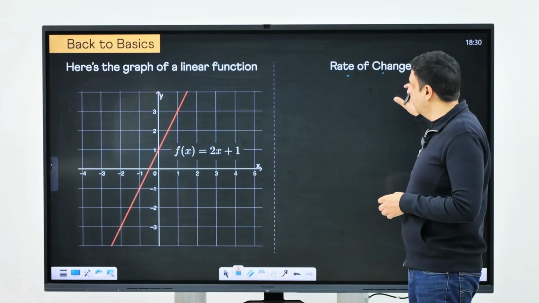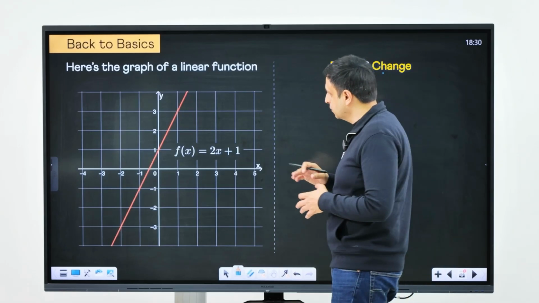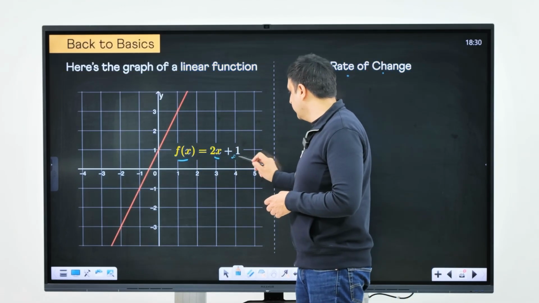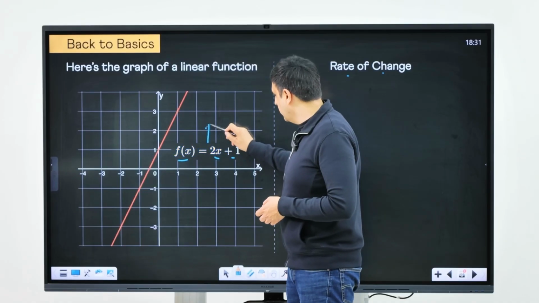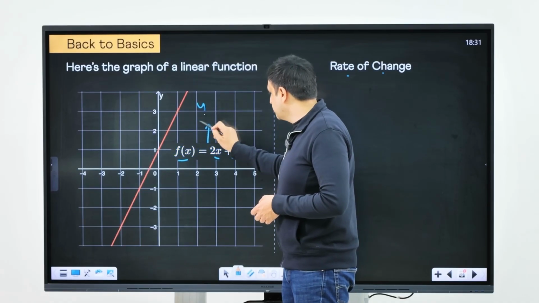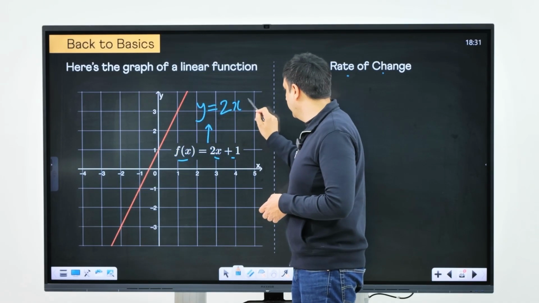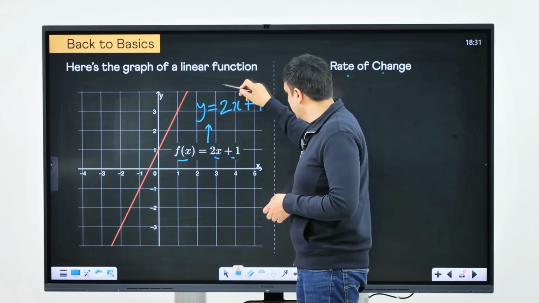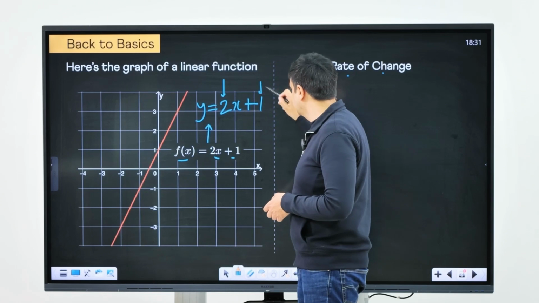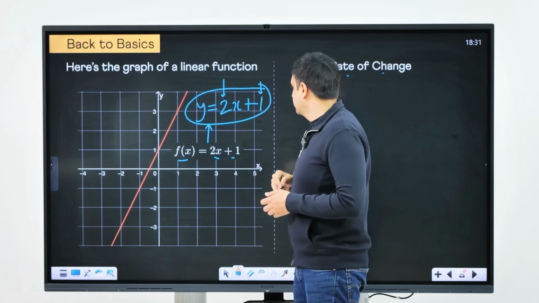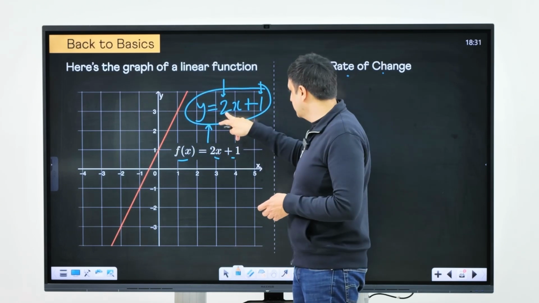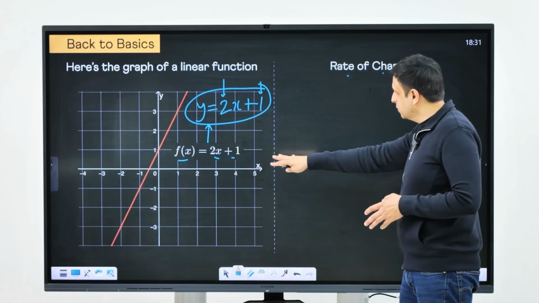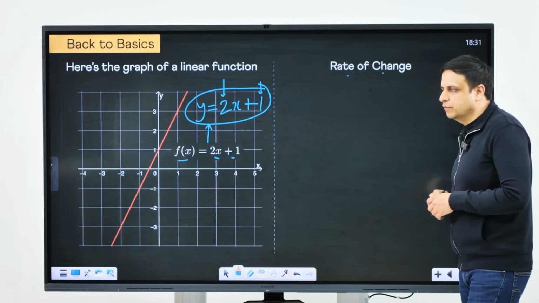So now we'll talk about the rate of change of a linear function. So here's the graph of a linear function, f of x is 2x plus 1. This is actually equivalent to the linear equation y is equal to 2x plus 1. And the slope of this line, as you know, will be 2 and the y-intercept will be 1 because this is the slope-intercept form. We know how to read it. This coefficient is the slope, this constant term is the y-intercept. But let's also now analyze this in terms of the rate of change of a function.